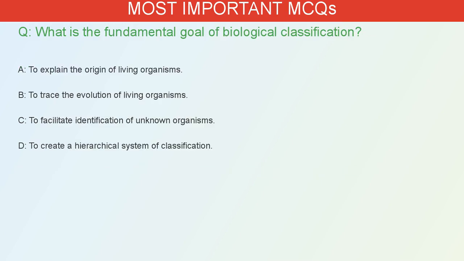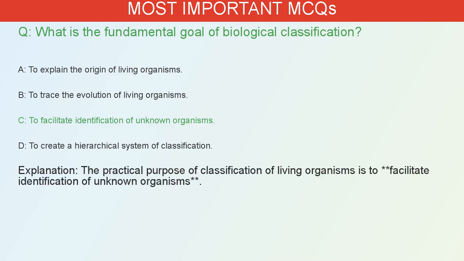What is the fundamental goal of biological classification? A. To explain the origin of living organisms. B. To trace the evolution of living organisms. C. To facilitate identification of unknown organisms. D. To create a hierarchical system of classification. The correct answer is C. The practical purpose of classification of living organisms is to facilitate identification of unknown organisms.